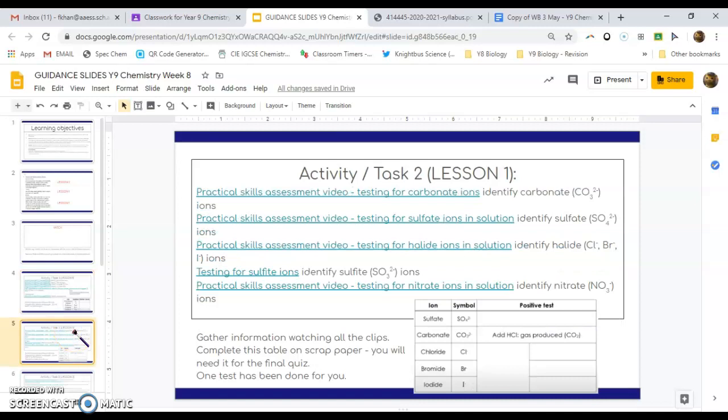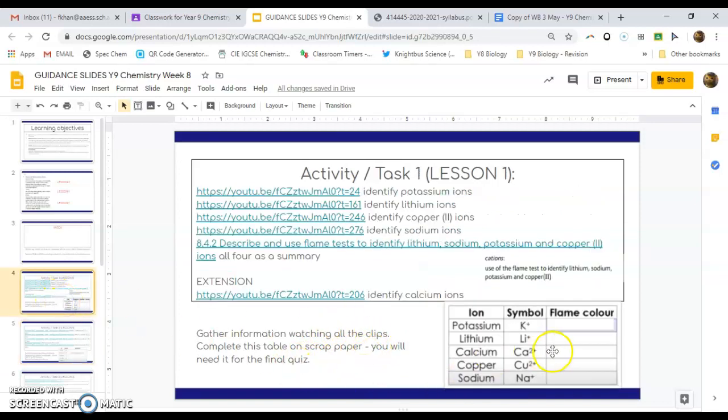Then when you move on to the next activity, task 2, I've got a friend of mine in the UK, Fran Scott. She has produced these videos on behalf of the Royal Society of Chemistry. And what you need to do is, I would suggest getting another piece of scrap paper. So for the first activity, get scrap paper. You don't need to write notes into your workbook for this. Everything is in your textbook. So scrap paper is fine.